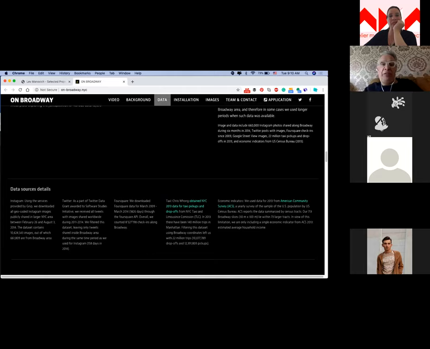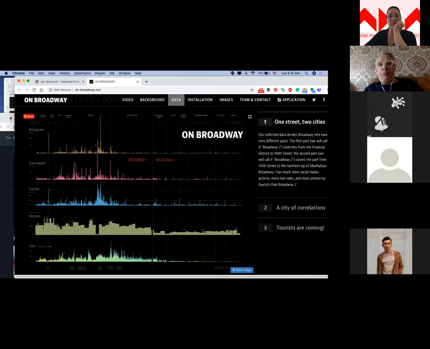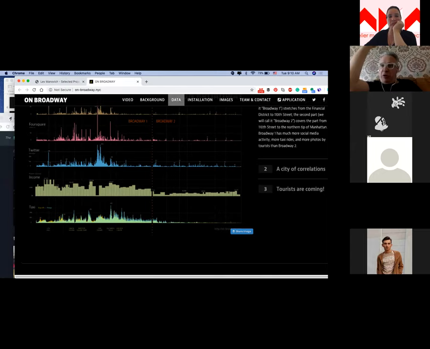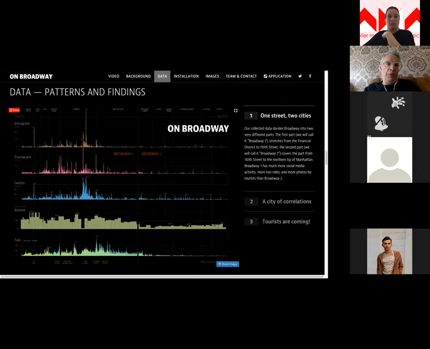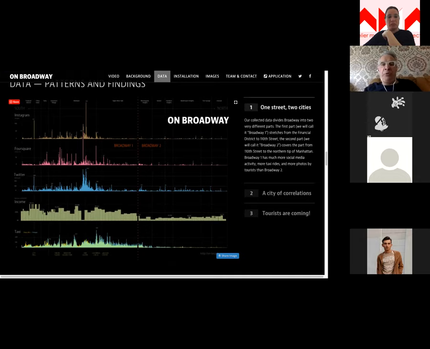So this is one, a very scientific view of our data. The x-axis is Broadway. Normally Broadway goes vertically, so we can turn it 90 degrees. Here you have Wall Street, NYU, Times Square, Columbia University, Harlem, and so on. And these are the different data sources which we used: Instagram, Foursquare, Twitter, taxi rides. That was 2012, before Uber.